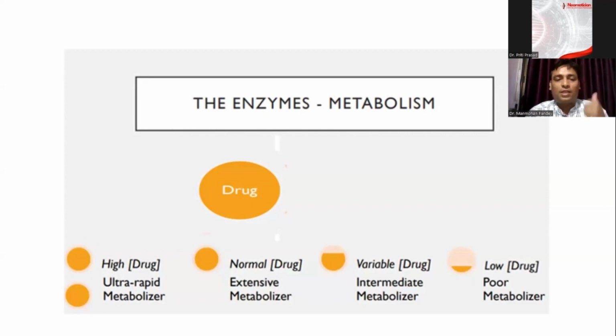In the case of an ultra rapid metabolizer, the drug is metabolized very swiftly from the body, so we need a high dose. And in the case of a poor metabolizer, the drug is retained in the body, so that may cause toxicity or accumulation in the body. So that requires a low dose. This is the basic idea behind the pharmacogenomics approach.